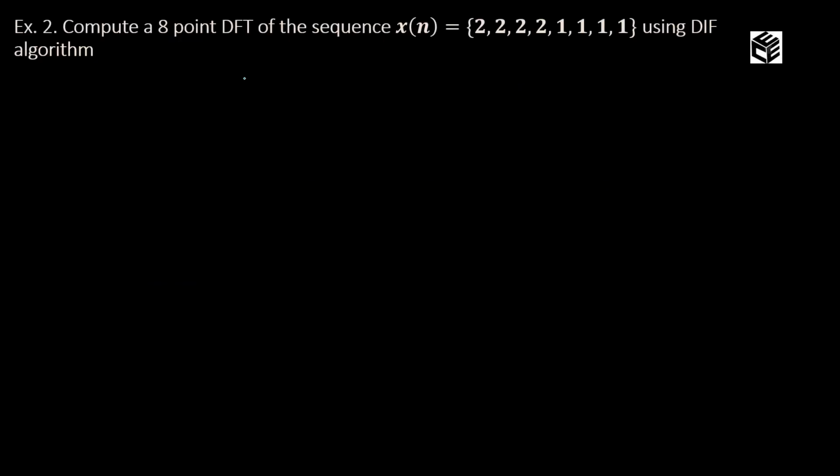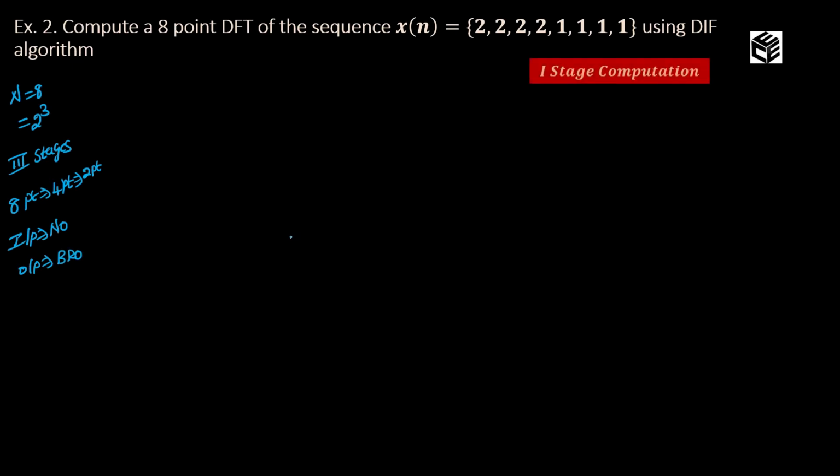So this is the question. Compute the 8-point DFT of the sequence x of n is equal to 2, 2, 2, 2, 1, 1, 1, 1 using DIF algorithm. Okay. Since the value of n is 8, it will be of the form 2 to the power 3, which means we have 3 stages of computation, which will follow the pattern 8 point, 2 sets of 4 points and 4 sets of 2 point sequences. And also we have an additional point, that is input will be of normal order and output will be of bit reversed order. Okay. So now I am going to consider the first stage computation.